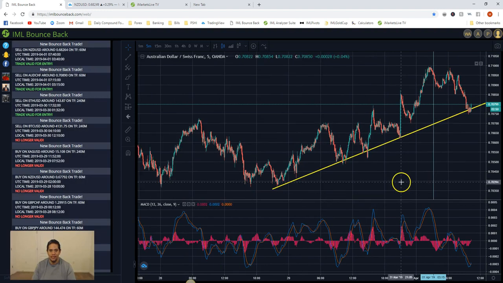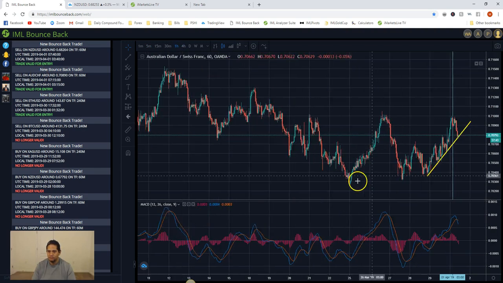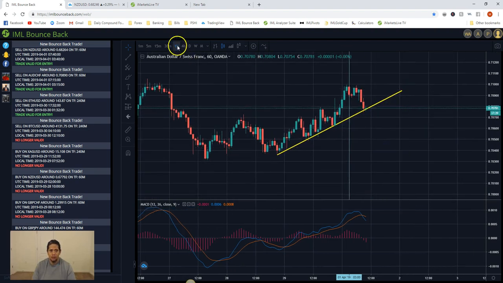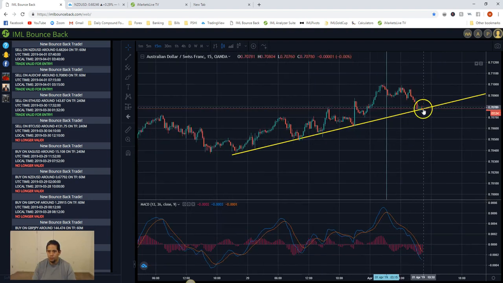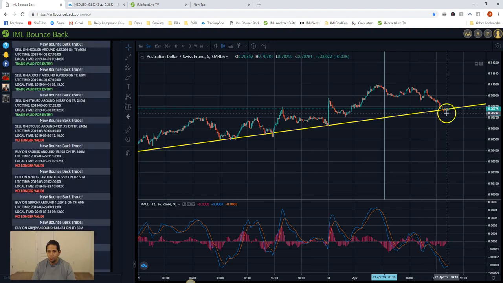Let's get to it. So AudChf was called on the 1 hour time frame, and the regular way to use this is, on the 1 hour time frame, you drop to the 15, draw your trend line, wait for the break of the trend line, wait for the crossover of MACD, then you enter on the 15 minutes. Then you drop to your 5 minute, wait for the break of the trend line, cross the MACD, and you enter.